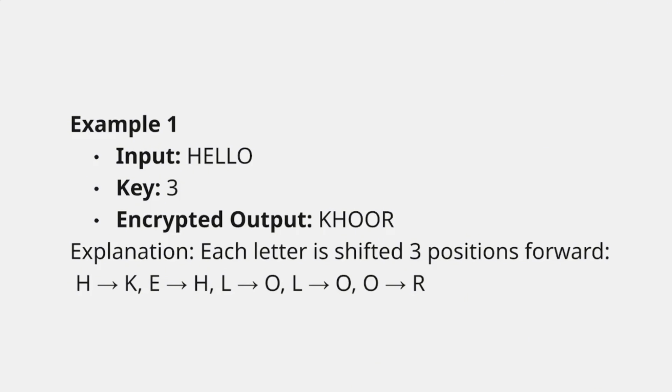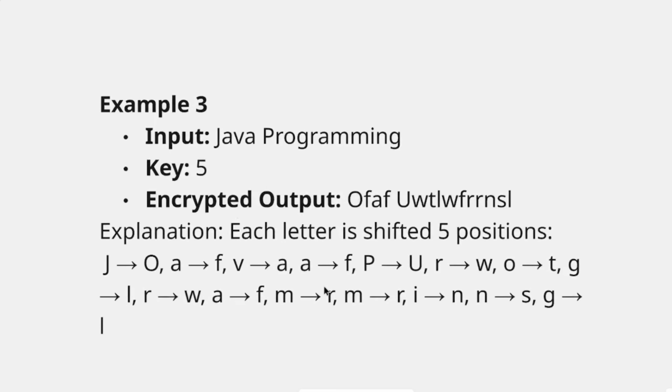I'll show one more example. Here our other example is JAVA PROGRAMMING, and we have to shift the characters by 5 positions. If we shift that, we'll get this string. As in our previous example, J shifted by 5 positions gives O, A gives F, and V gives A. Like that, we have to do it for each and every character in the string.